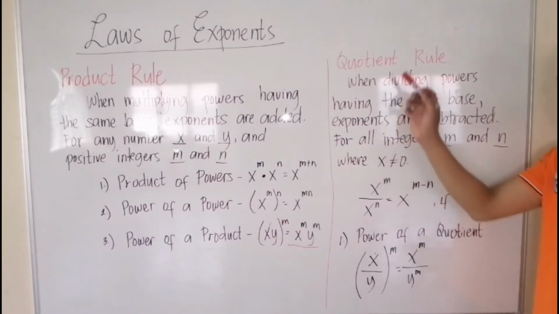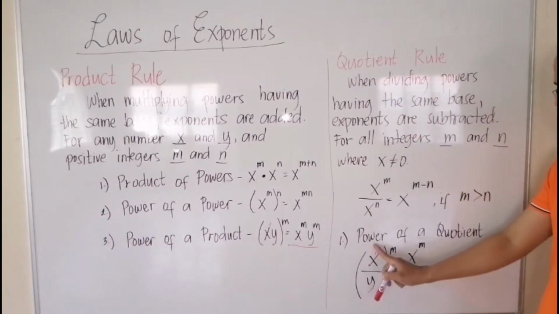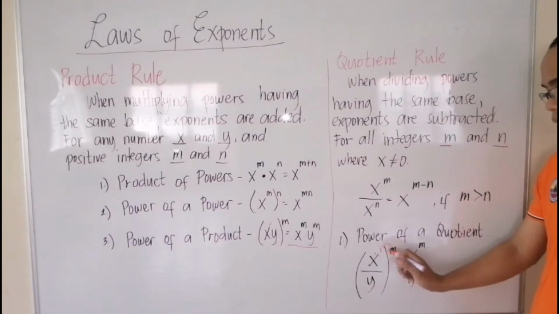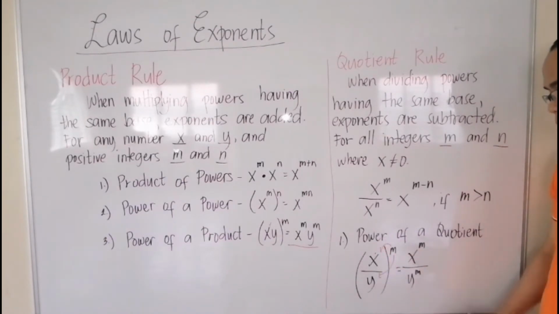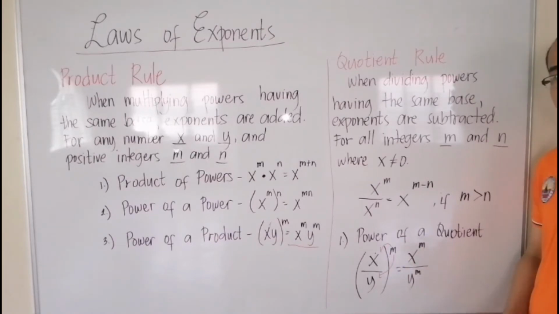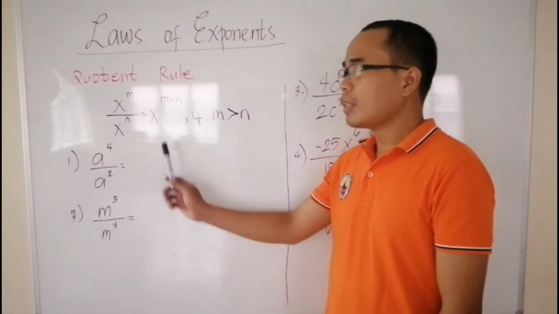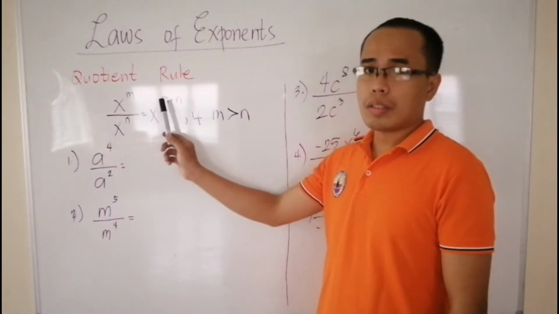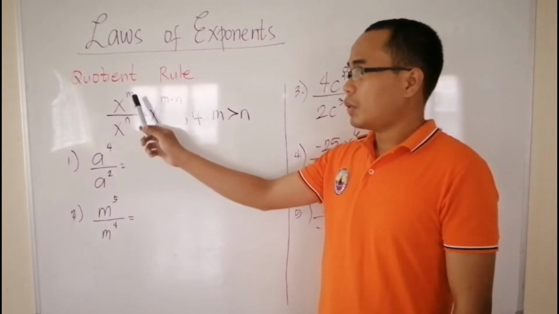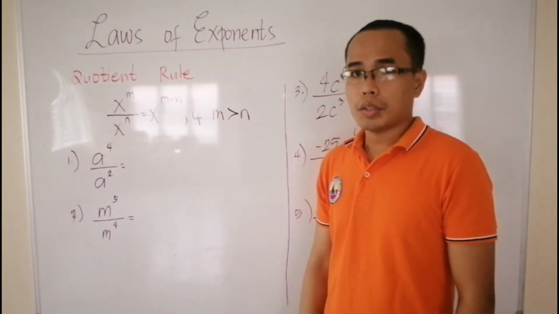So another part ng quotient rule, number 1 is the power of a quotient. So the same lang tayo dito sa may product of a power. So ganun din, distribute natin yung mga exponents. So distribute natin yan, ganun din ito sa baba. So kaya kakaroon tayo ng x raised to n over y raised to m. When dividing powers having the same base, so the exponents are subtracted.